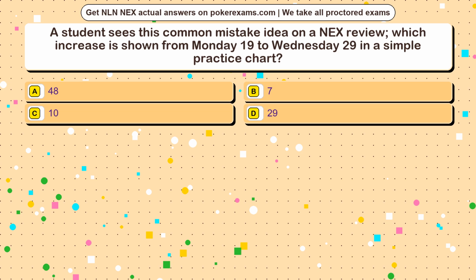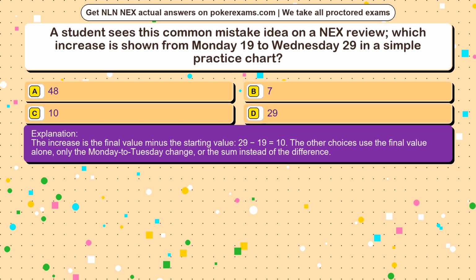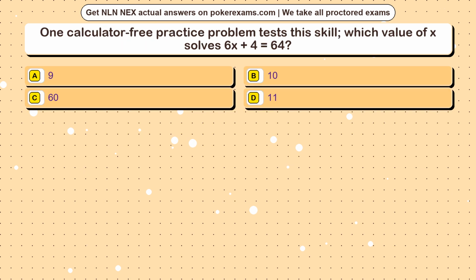The correct answer is option. The increase is the final value minus the starting value, 29 minus 19 equals 10. The other choices use the final value alone, only the Monday to Tuesday change, or the sum instead of the difference. Question 11. One calculator-free practice problem tests this skill.